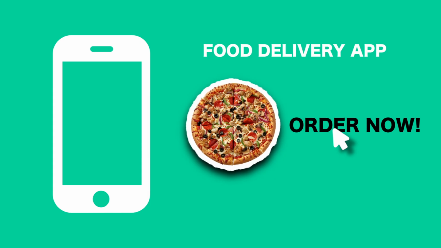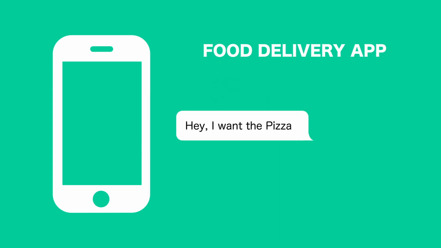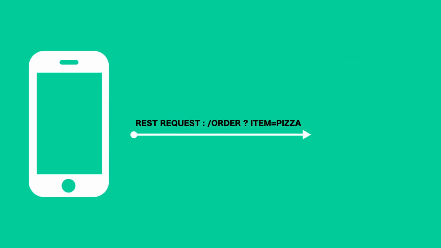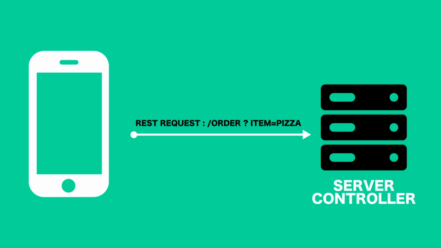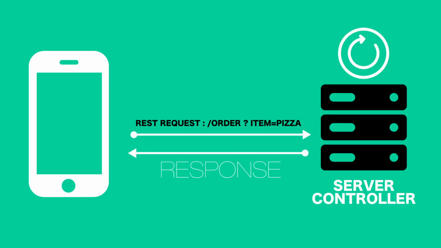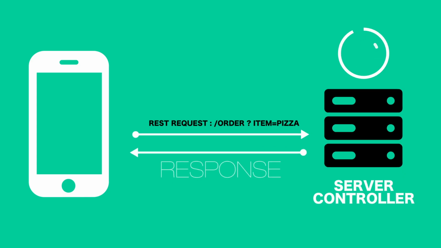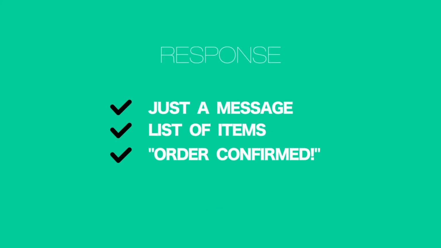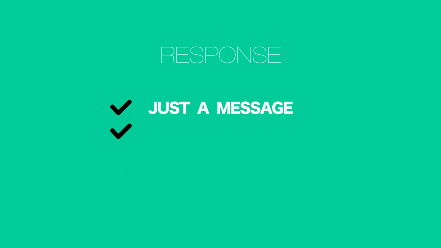That tap actually sends a message to the server saying, hey, this user wants a pizza. That message is called a REST request. Just a simple way for your app to talk to the server. Now, who handles that? The backend, or more specifically, something called a controller. In Spring Boot, a controller is a class that receives your request, runs some logic, and sends back a response. That response might be just a message, a list of items, or something saying order confirmed. And instead of food, our controller works with URL, data and code.